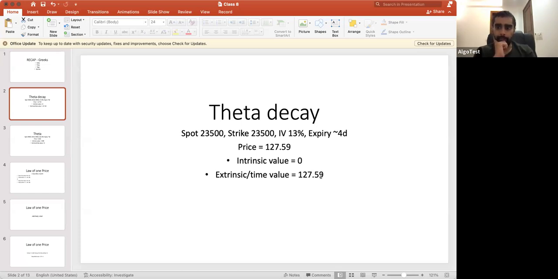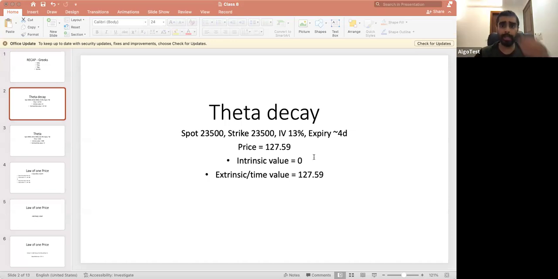And now that I've sold this option at 127.59, with 4 days to go, can anybody tell me what is the theta that I'm going to collect over the life of the option? If I've sold this option at 127.59. Vikas, exactly correct. Looking for other answers here. Complete premium, Mohan. That is exactly correct. Vikas, Harshit, बिल्कुल ठीक बोले.